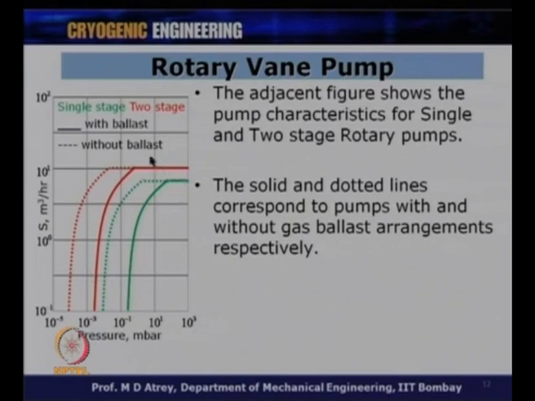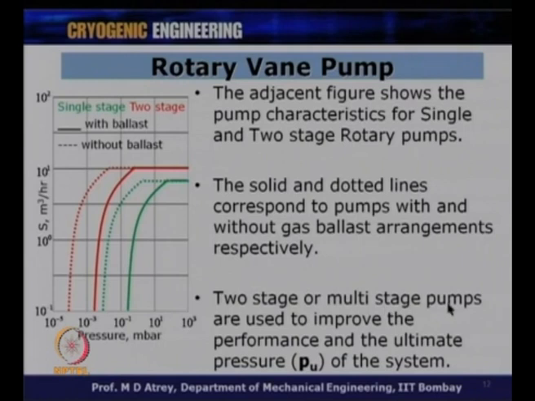So, one can go for a two stage rotary vane pump, or for a single stage rotary pump, and one can have the gas ballast on continuously. In that case, one can have these characteristics. Or one can start the pump keeping the gas ballast on, and after some time, when the condensables have been taken care of, the gas ballast can be turned off, and one can then get good vacuum. That is what is shown without ballast.